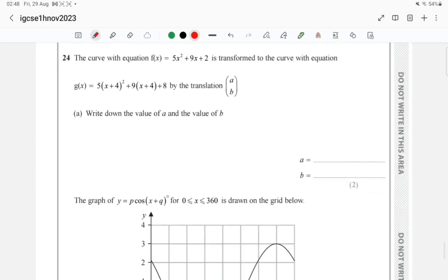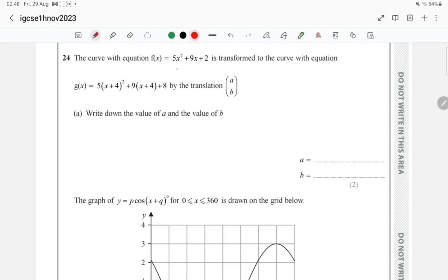Question number 24. The curve with equation f of x is equal to 5x squared plus 9x plus 2 is transformed to the curve with equation g of x is equal to 5 times x plus 4 squared plus 9 times x plus 4 plus 8 by the translation AB. Now write down the value of A and the value of B.